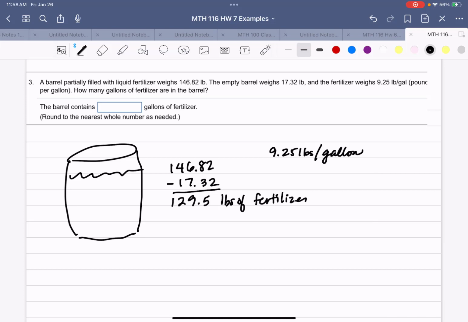Now, if each gallon of fertilizer is 9.25 pounds, I'm going to need to divide the total number of pounds by the 9.25 pounds to see how many gallons we have. So 129.5 divided by 9.25 is 14. So we have 14 gallons of fertilizer in the barrel.